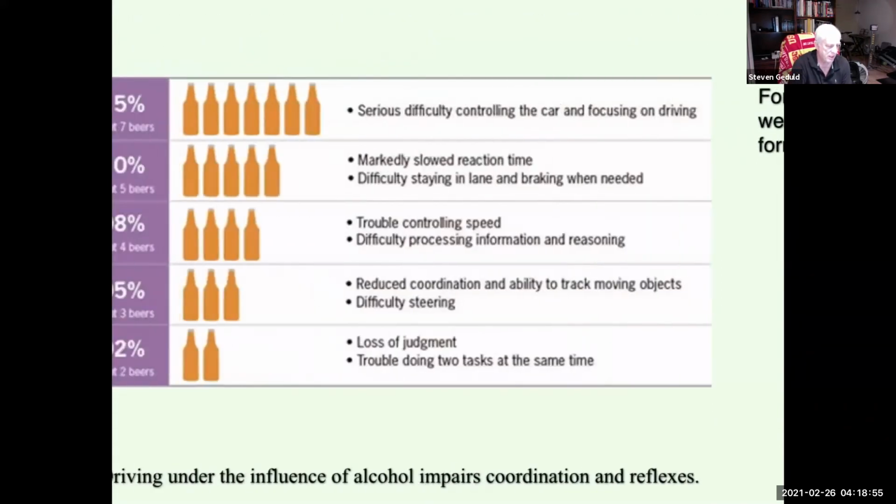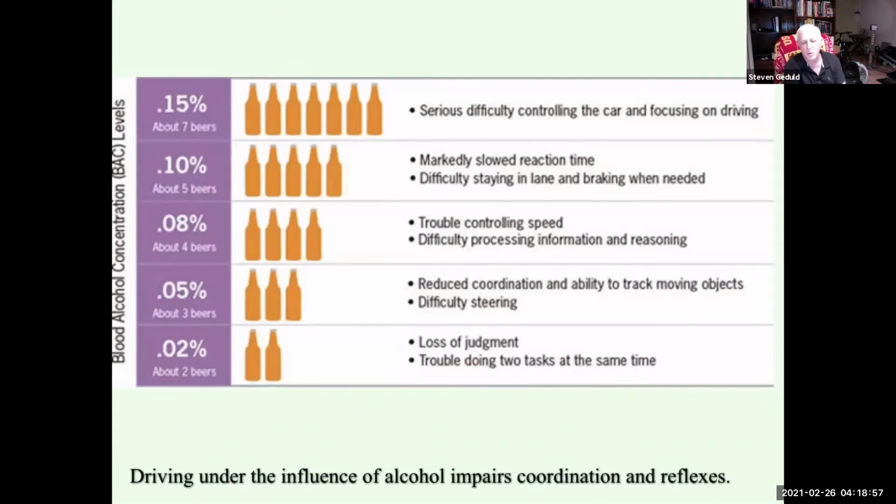Okay, and this is driving: the influence of alcohol impairs coordination and your reflexes. Okay, at about 2 beers, 0.2% alcohol, loss of judgment, trouble doing tasks at the same time.